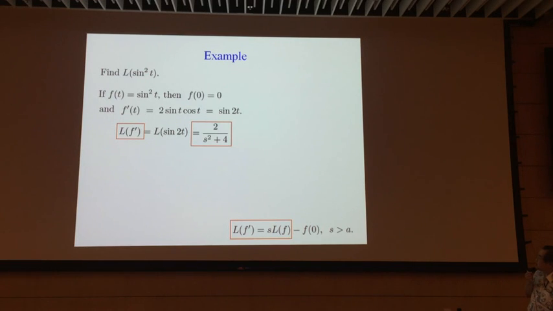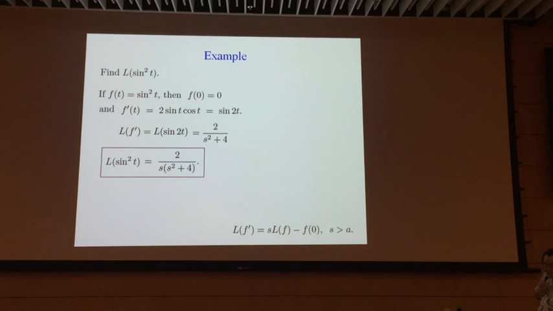So to finish up, we just divide by s throughout, and move the s over. So the Laplace transform of sine squared t is just the Laplace transform of f prime divided by s, right? Move the s down. So it's just 2 over s times (s squared plus 4). So that's the answer. So this is one way of calculating the Laplace transform of sine squared t through this formula. You can also, let's play around, write the sine squared in terms of cosine 2t, right? You can do that, right?